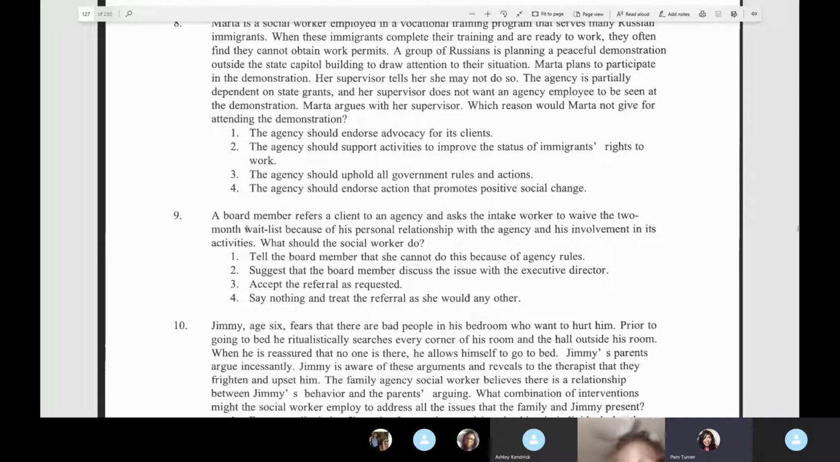Just before I go forward, are you familiar with the hierarchy in agencies?